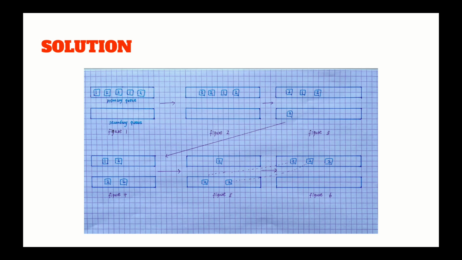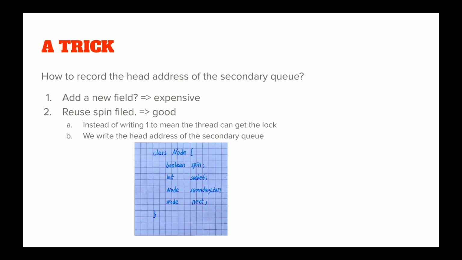The first node in the primary queue will get the lock, then the manager will traverse the primary queue to find the first thread working on the same socket, and it will put the threads before it into the secondary queue. When there are no more threads belonging to the socket, it will move the nodes in the secondary queue to the head of the primary queue.